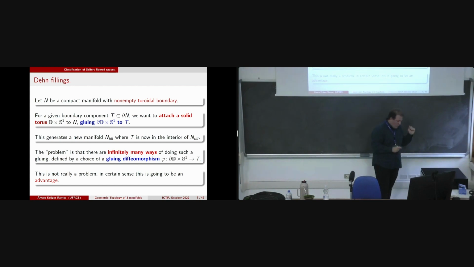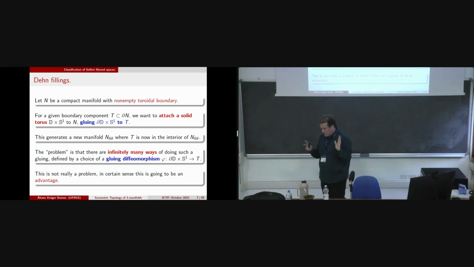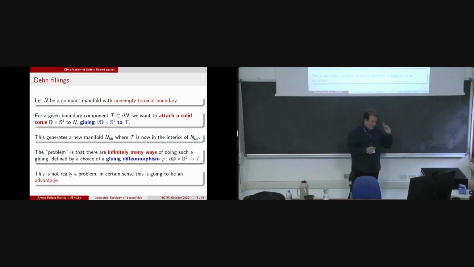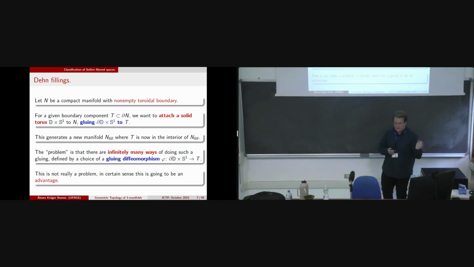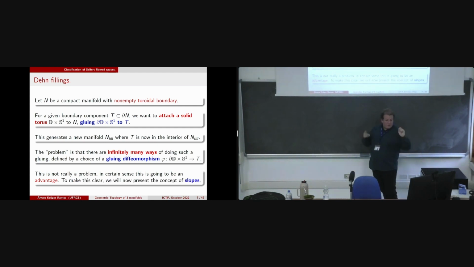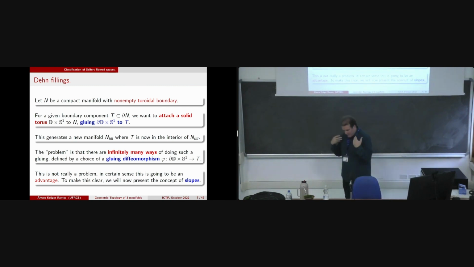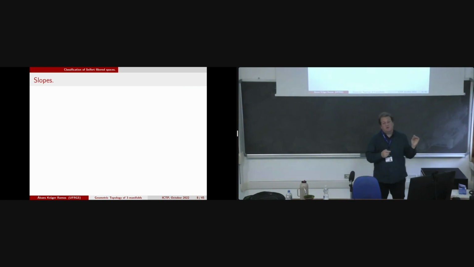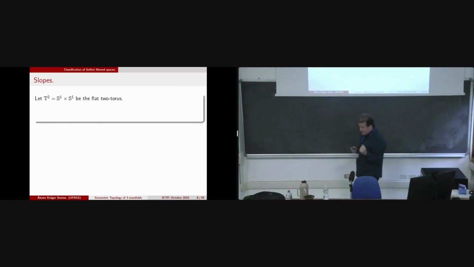Dan was working with hyperbolic manifolds. He wanted to create compact examples from non-compact examples, and Thurston showed, I guess, that you could do it if you did it right. So he used this advantage. Okay, so now to make this advantage tangible, to get this advantage in our hands, we need the concept of slopes. So let's talk a little about slopes.